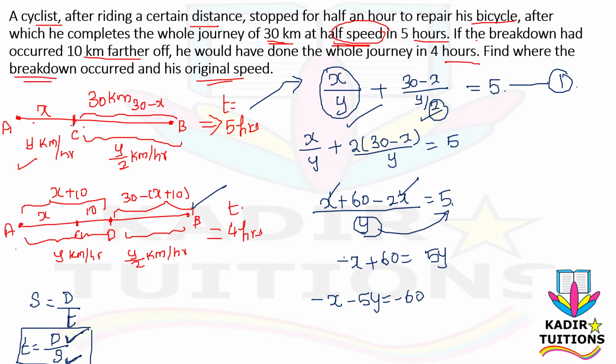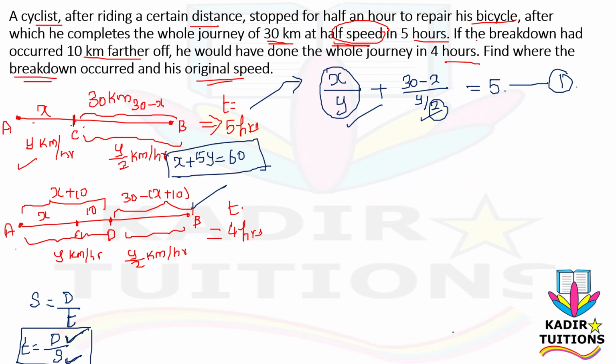So all are in negative, so we can multiply throughout by negative. So we will get the linear equation for the first case as x plus 5y equal to 60. So this is our linear equation which we got from the first case. Like that we are going to do for the second case also. So for the first case, what equation did we get? I made it over here.